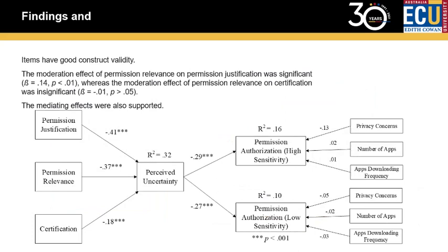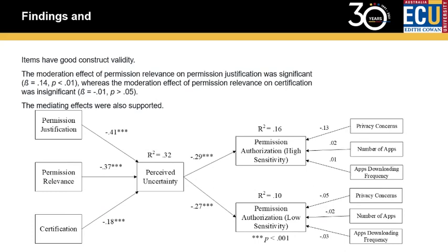Our measures have very good construct validity. You can see that all paths are significant. Basically that means that permission justification, relevance, and certification can reduce uncertainty, which in turn influences permission authorization. And also the moderation effect of permission relevance on justification was significant.